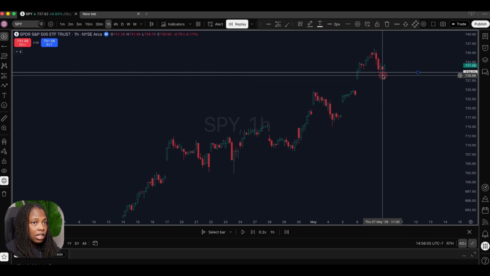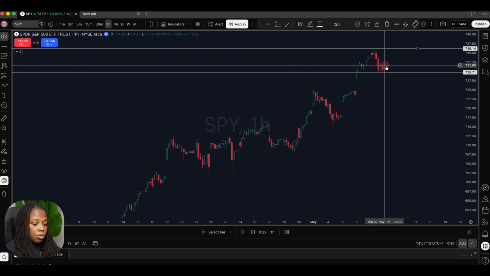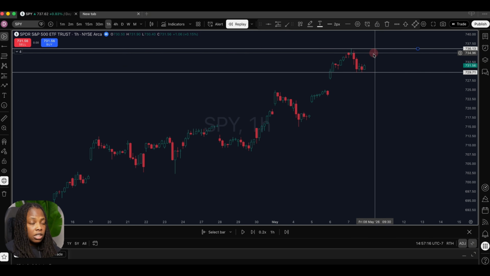So now you mark that key level, that low, and then you look at the high here. What is the most recent high? This was the high of day on this Thursday. You want to mark it out as well. 736.13 is the level. So you want to mark out 736.13.